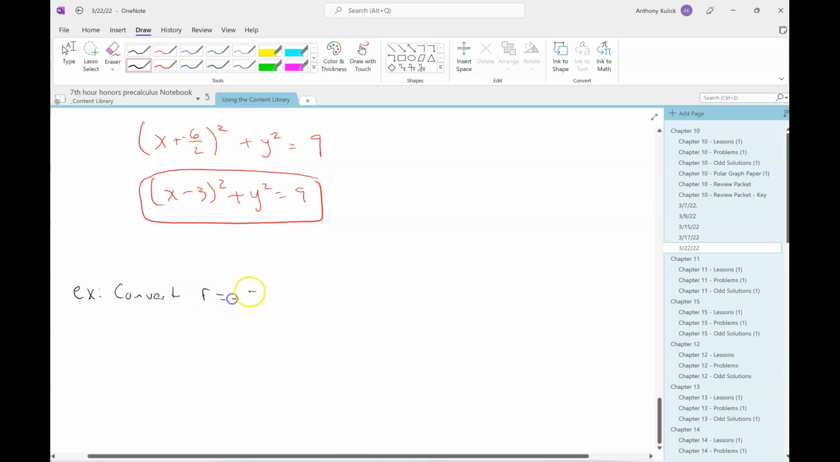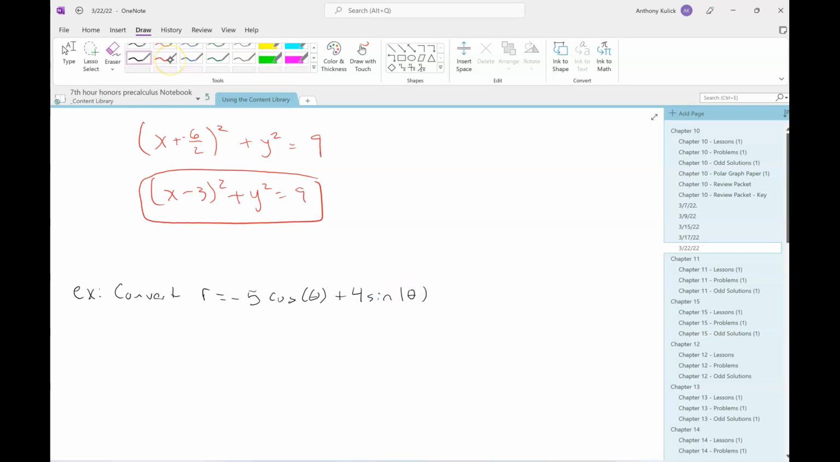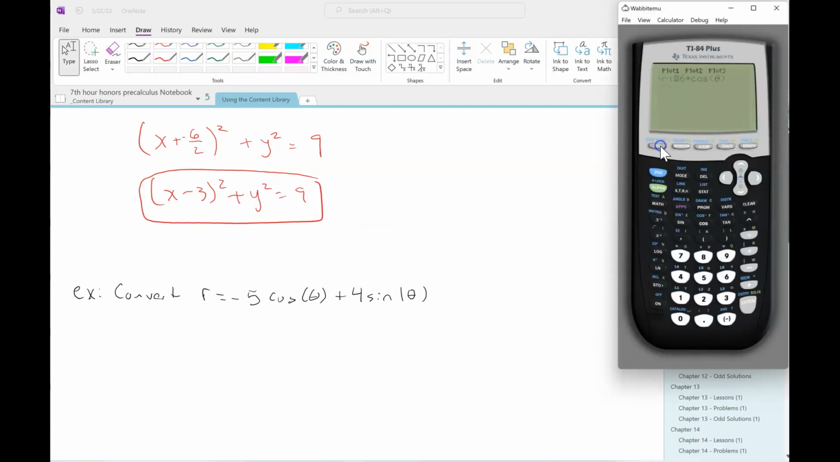I'll do one more example of this. And I guess this is as bad as it gets, but if you ask Mr. Kulik, is this even really bad? It's no worse than it was before.